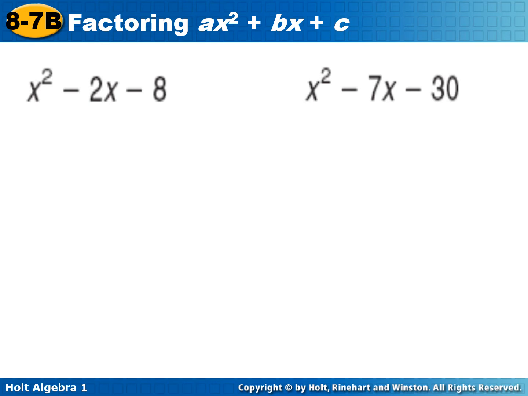Next one, C is still negative. So factors of 8 that subtract to get 2. 4 and 2. This time, my larger value gets a negative. So x minus 4, x plus 2. Factors of 30 that subtract to get 7. 10 and 3. Larger value gets the sign of B, so x minus 10, x plus 3.